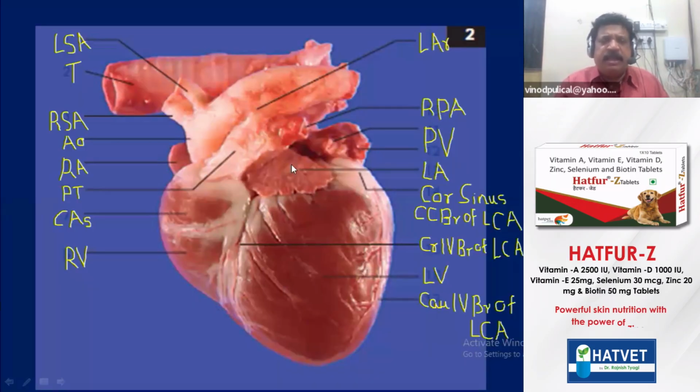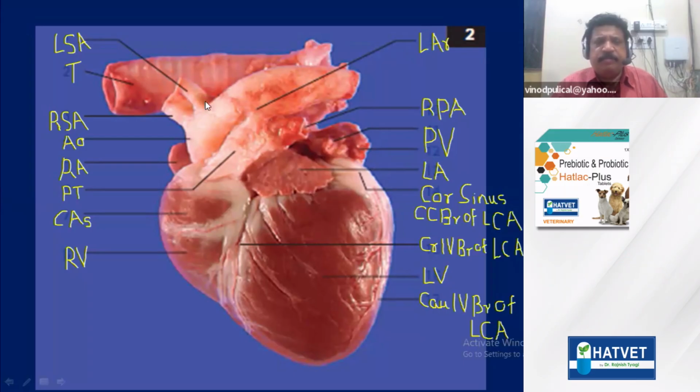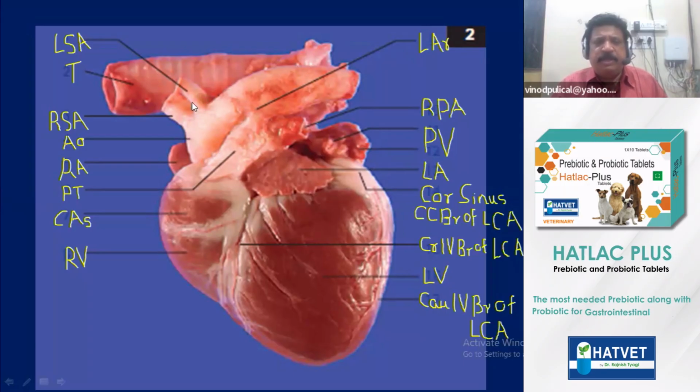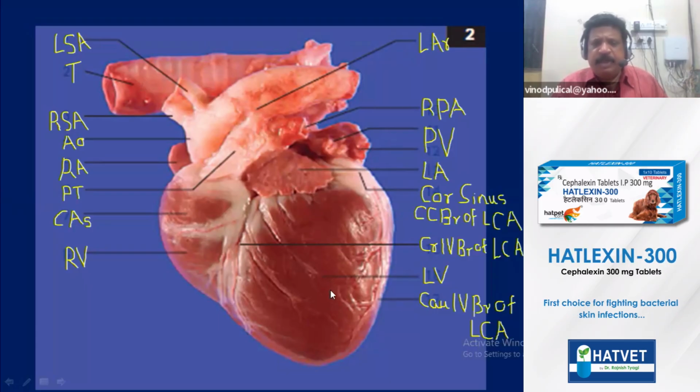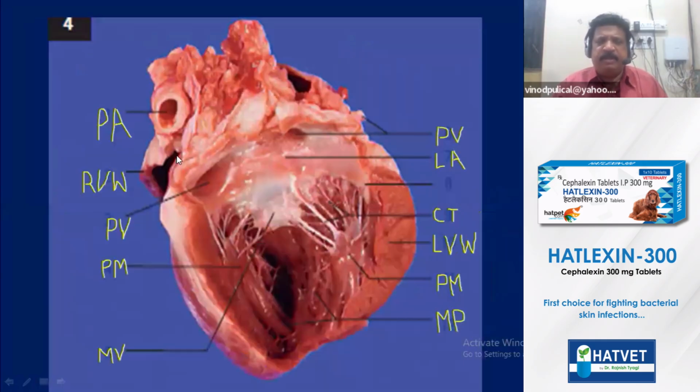So this is the real picture of these anatomical peculiarities. You can see the trachea here. This is the aorta. You can see the left subclavian artery, the right subclavian artery. This is the aorta, and here you can see the left atrium, the left ventricle, the right ventricle, and the right atrium. Everything you can see.